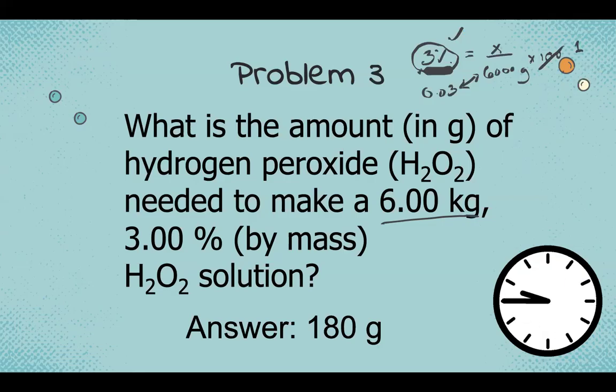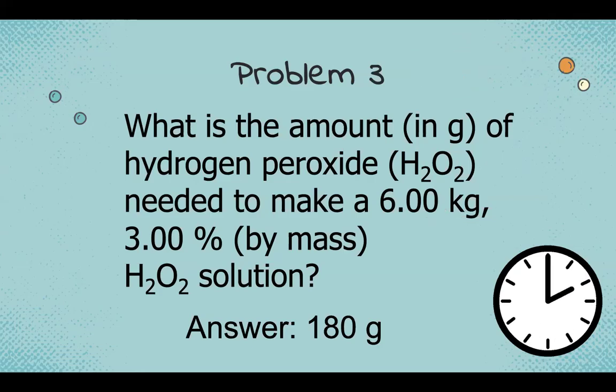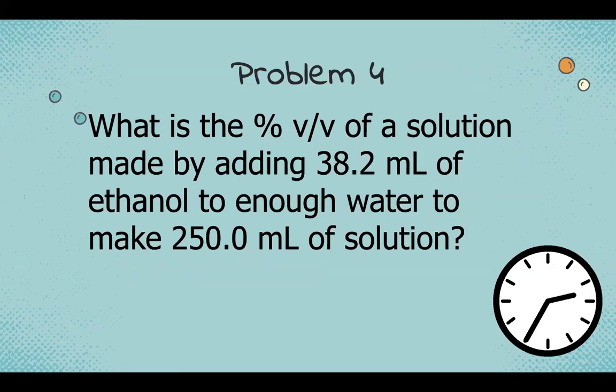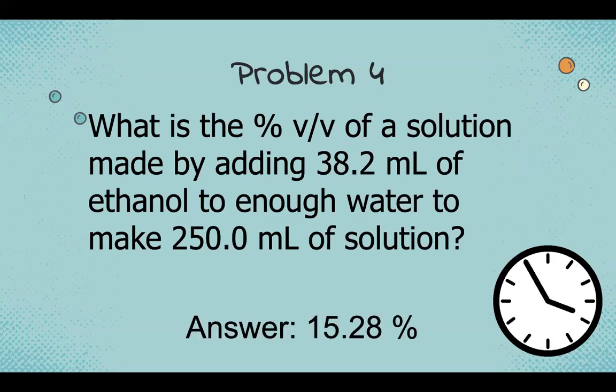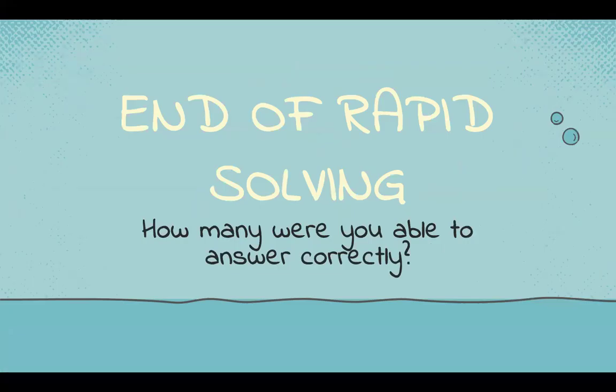Okay. All right. So next problem, let's have the percent volume by volume of a solution made by adding 38.2 milliliters of ethanol to enough water to make 250 mL of solution. So in this problem, all we have to do is to substitute the values in the percent by volume formula. So that will be 38.2 milliliters divided by 250 milliliters, which is equal to 15.28%. So how many of those questions were you able to answer correctly? I hope it's 4 over 4.